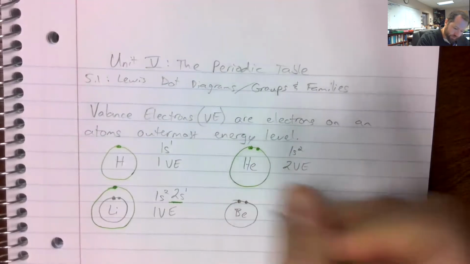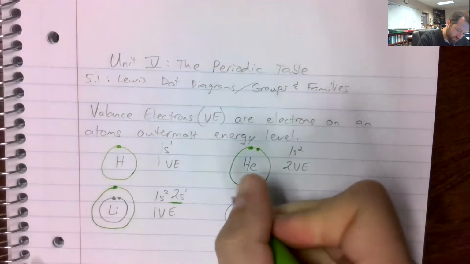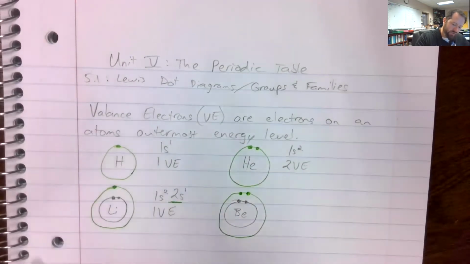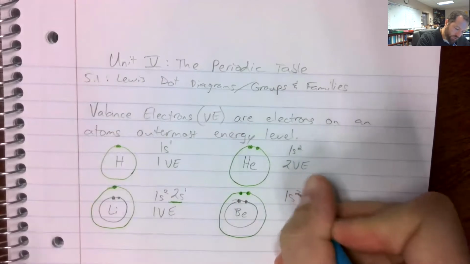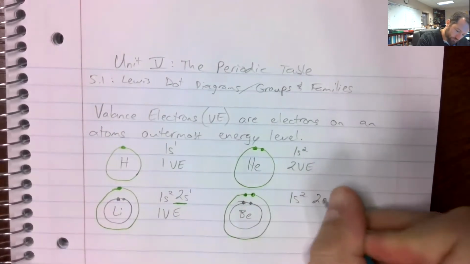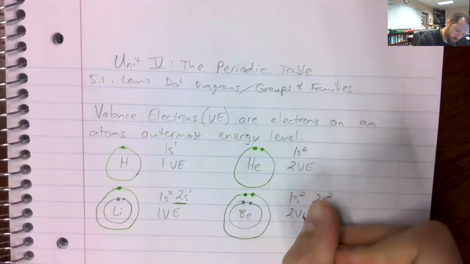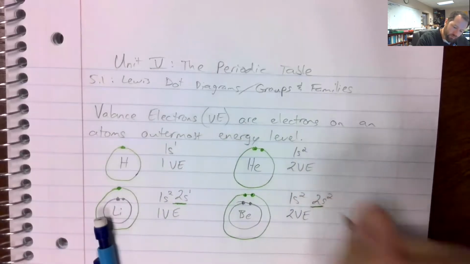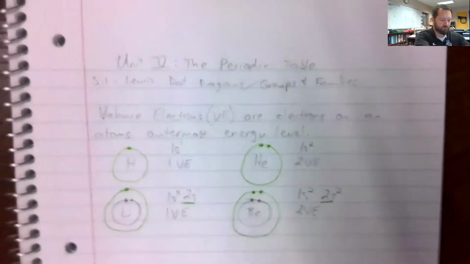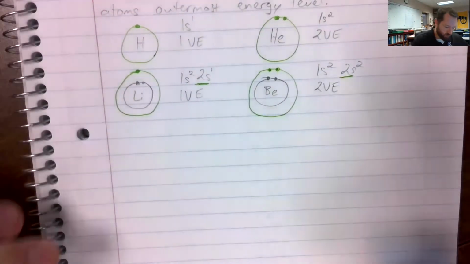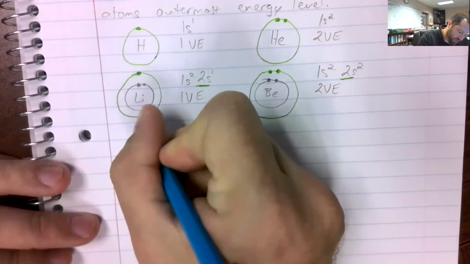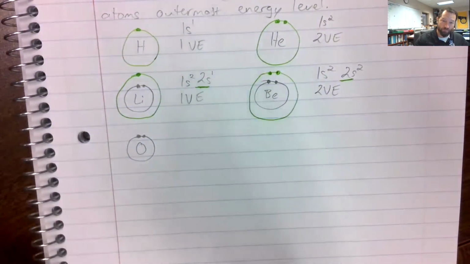Beryllium, very similar, has two electrons on the first energy level and then another two on the second energy level. Again, those first two don't count. They're not valence. They're on a lower energy level. So it's only these two right here that are your valence electrons. I'm going to skip ahead a little bit here to oxygen. And oxygen, just like those first two, has two electrons on the first energy level.